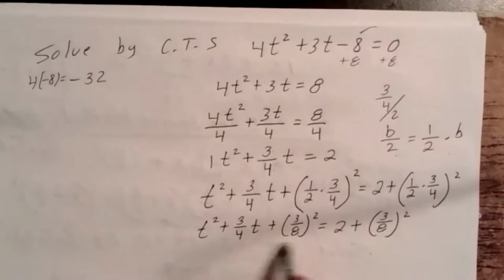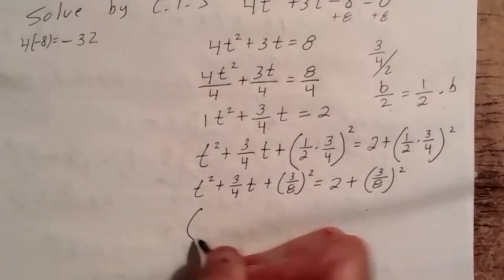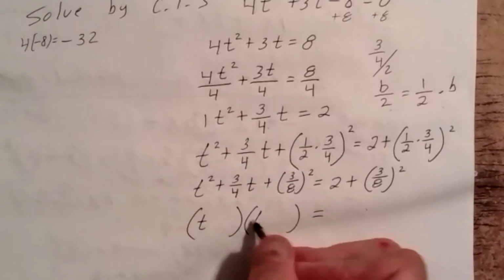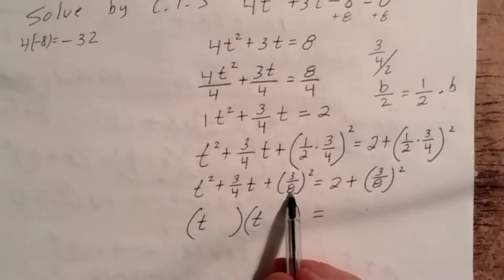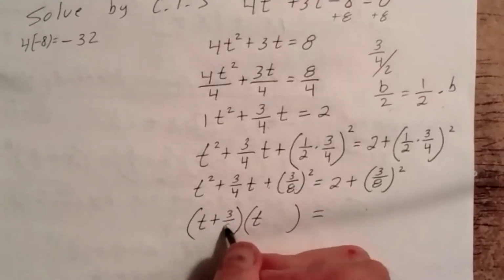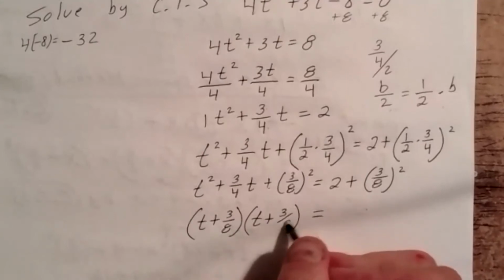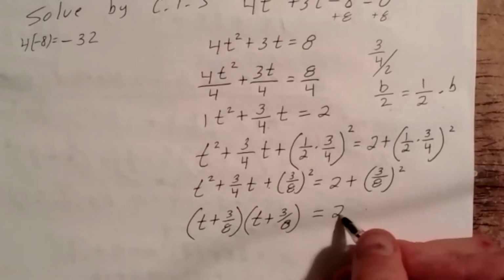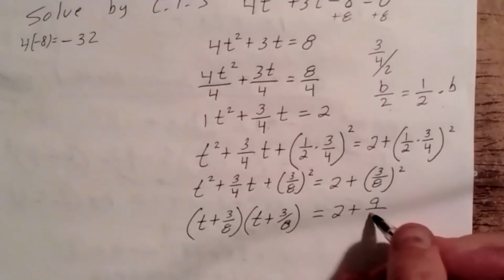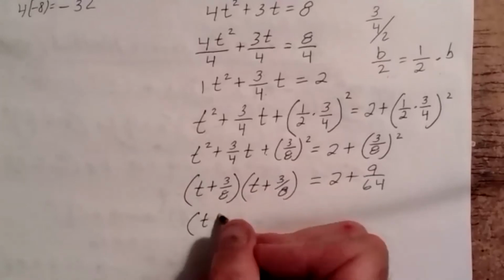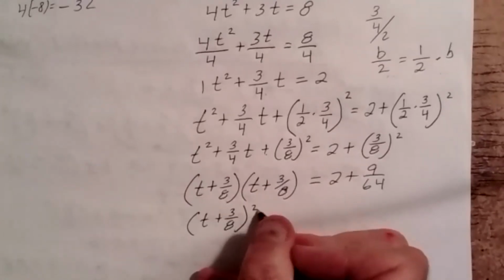Ladies and gentlemen, this is a very special type of trinomial. It's one that can be factored. In fact, what does it factor into? Well, it factors into identical binomial factors, namely t plus, what am I squaring to get my last term? 3/8. So this trinomial is going to factor into t plus 3/8 times t plus 3/8. Left side is completely factored. The right side, we would clean this up here. We got 2 plus 3/8 times 3/8 is 9/64. The left side can be rewritten more compactly as t plus 3/8 squared.